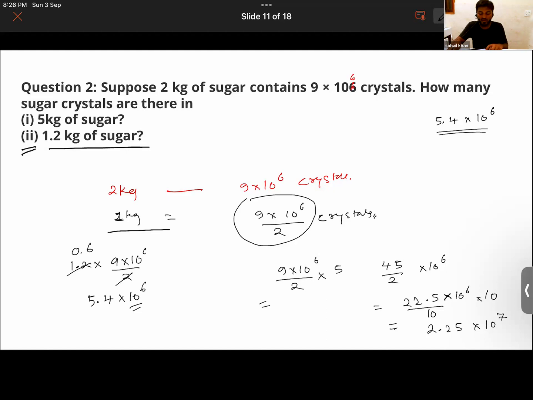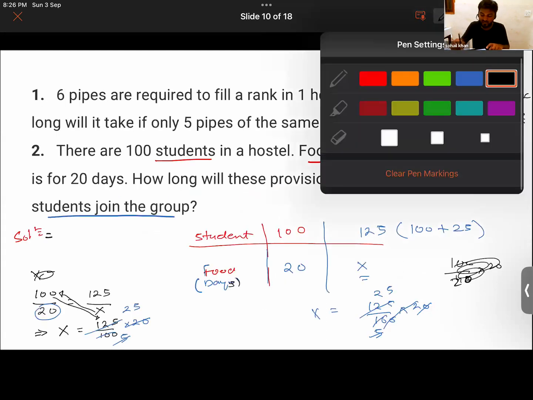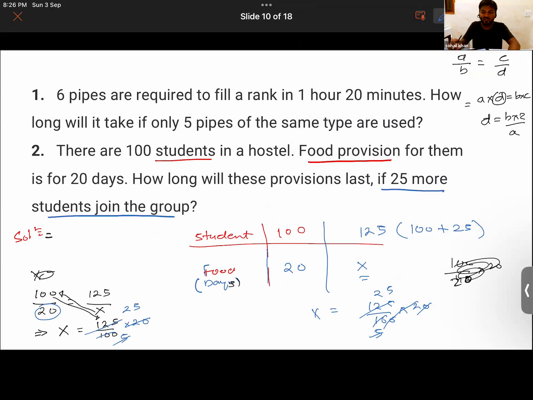Yes, sir. Okay. In the previous question, there's a slight thing we failed to observe. You see here what is happening? The number of students is increasing in the group. So how come the food lasts for 5 more days? If the number of students who will be eating the food increases, how come the food lasts more days? It will be decreasing now. Because the question does not mention that the amount of food provision has also been increased.